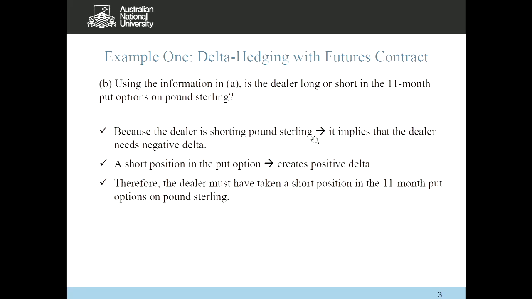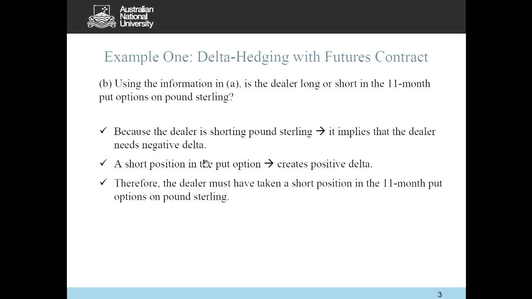the dealer wants negative delta, all right? That means the dealer is exposed to the positive delta on whatever position he's taking on the put option. And we know that only when you short a put, that would give you a positive delta, okay?